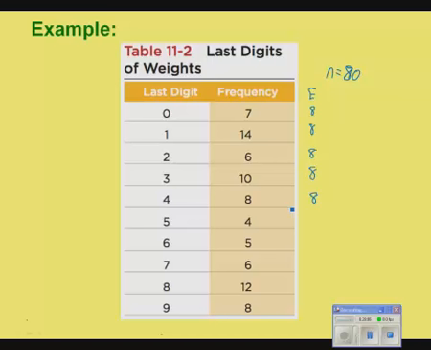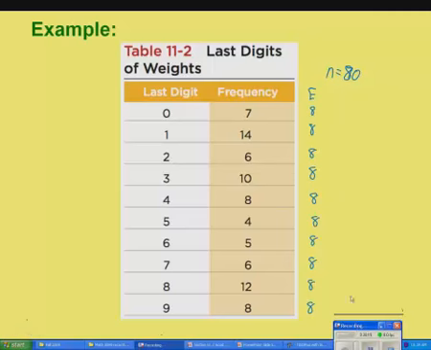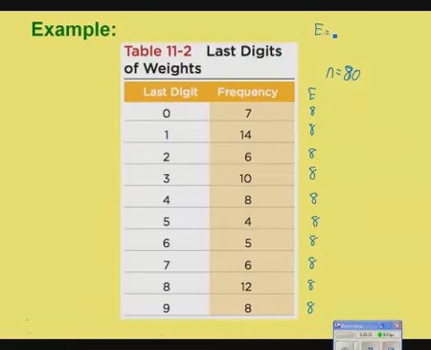Did we ever get 8? I guess there we did. And there we did. So, right, E equals 80 times 1/10, because there's a 1 out of 10 chance of getting into any one of these frequencies. And this is for each category.